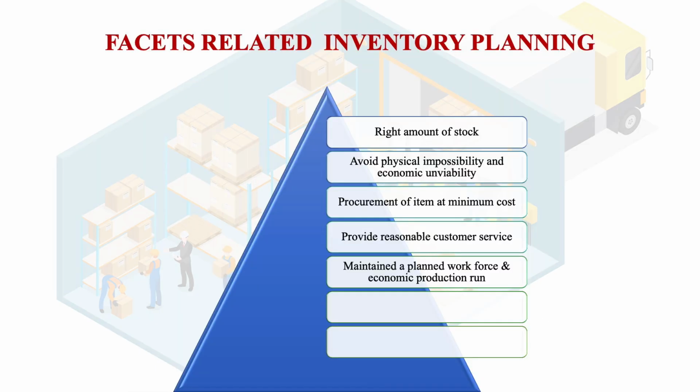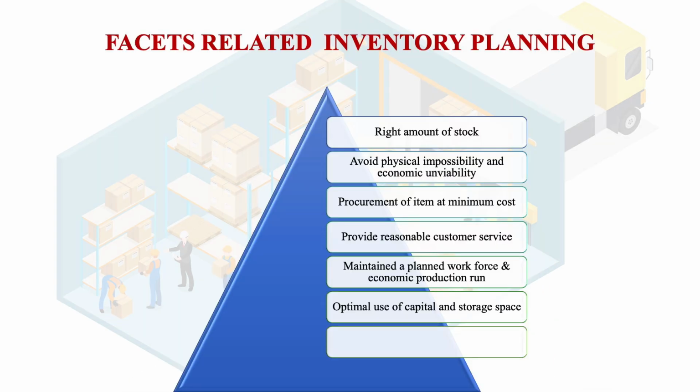Maintain a planned workforce and economic production runs. For any production process or systematic inventory planning and control, we have to know the skilled persons, a planned workforce, and economic production runs, meaning any production process should be economical. It should not be a burden to the company. So it should be economical so that the product will be released with high quality, less cost, and the cheapest for the customer.